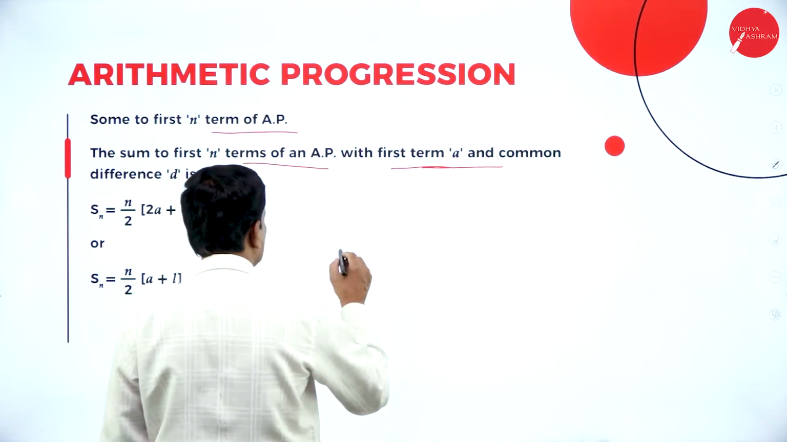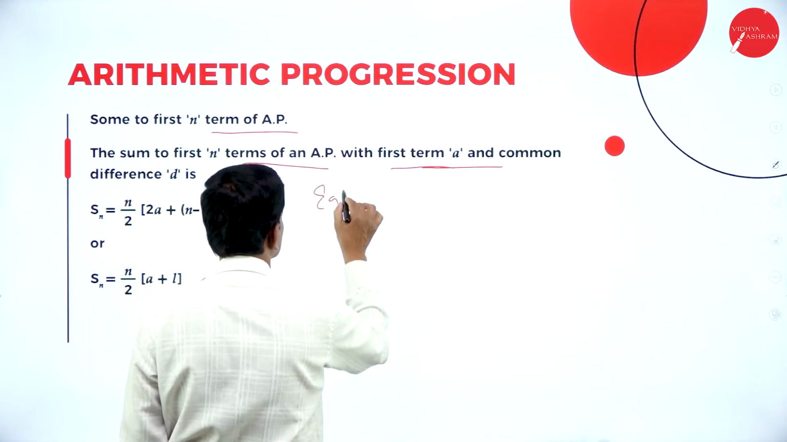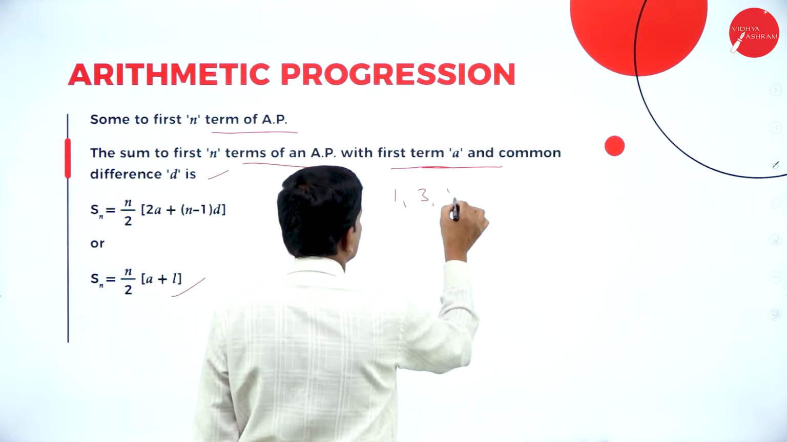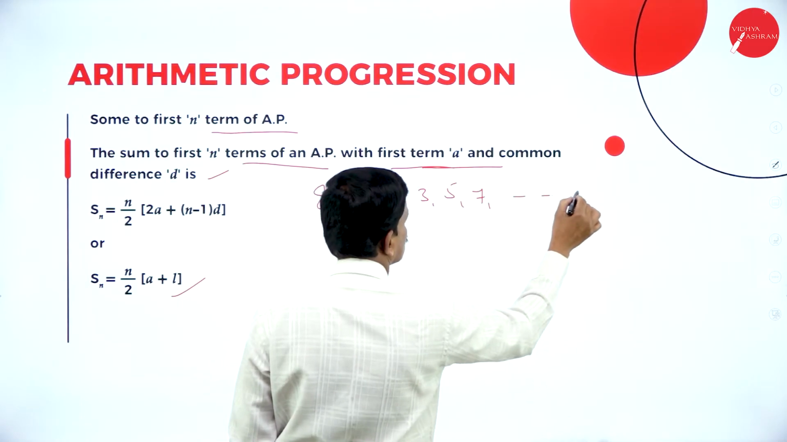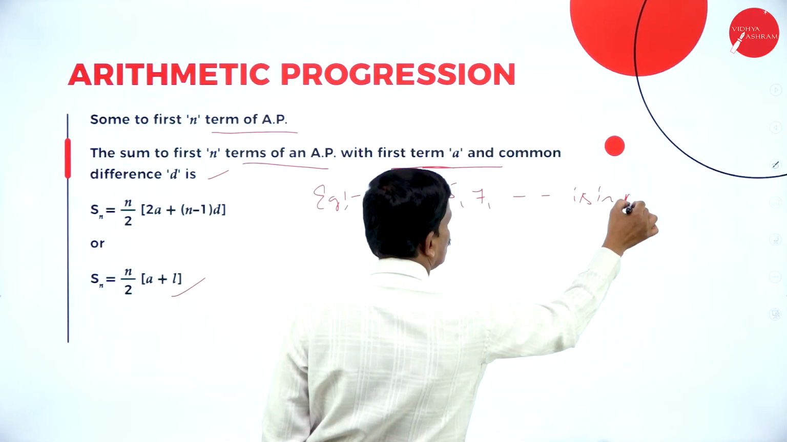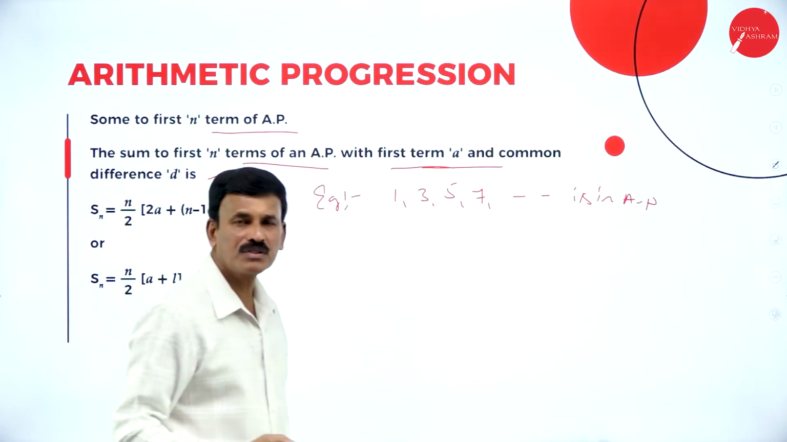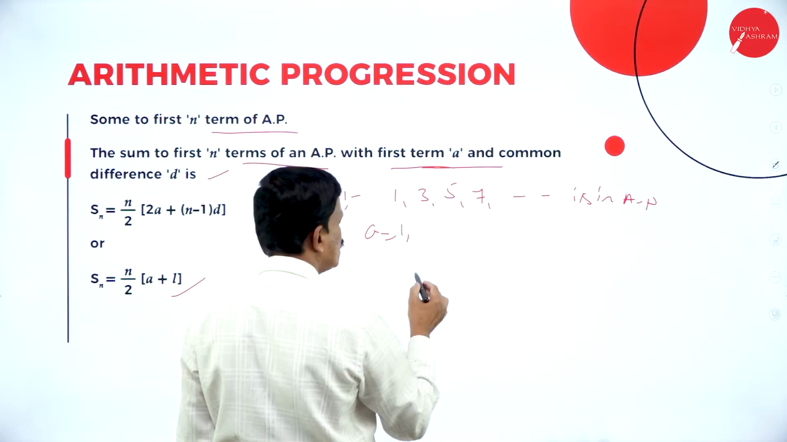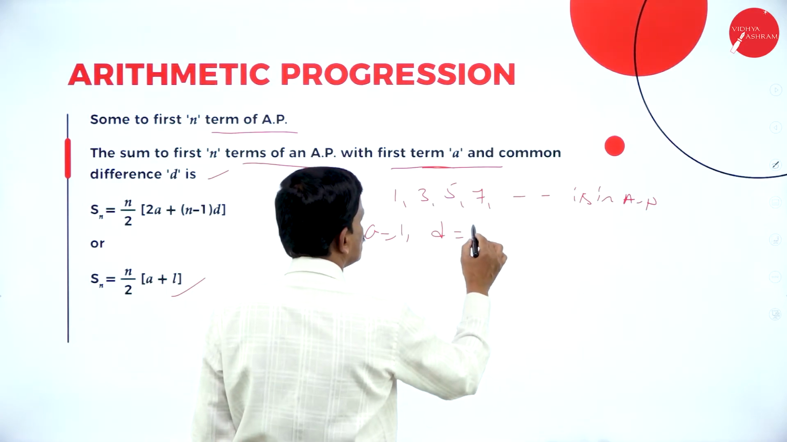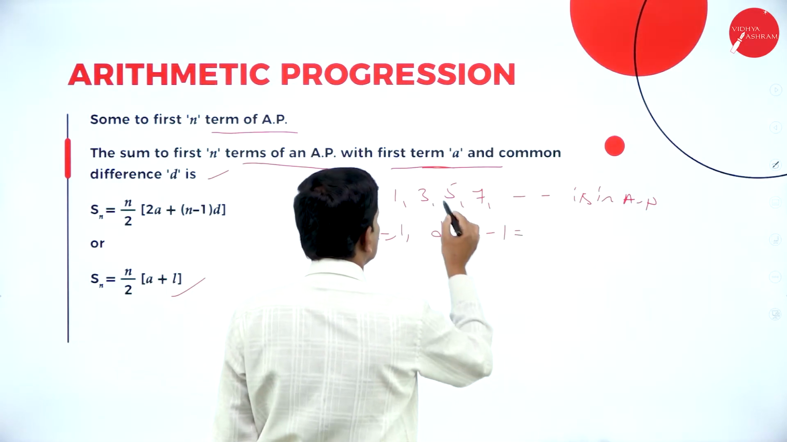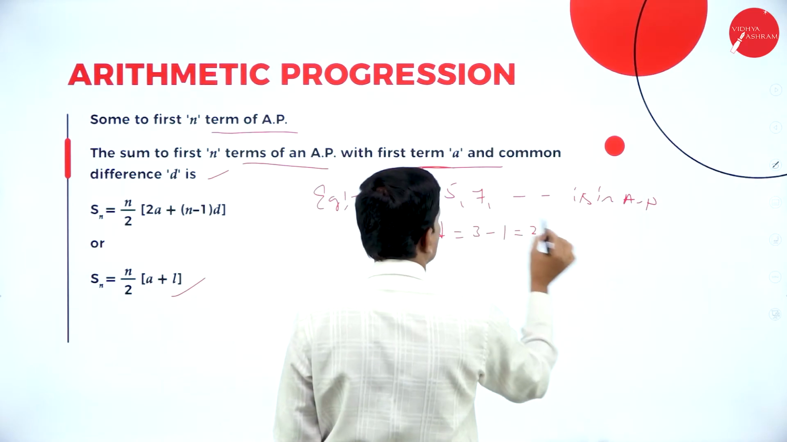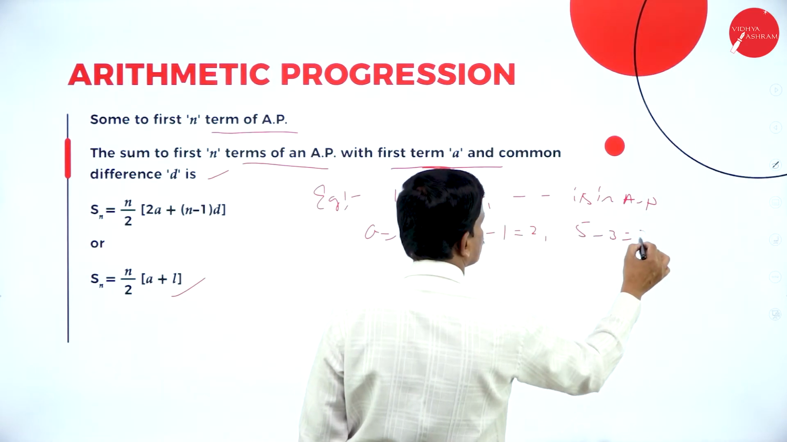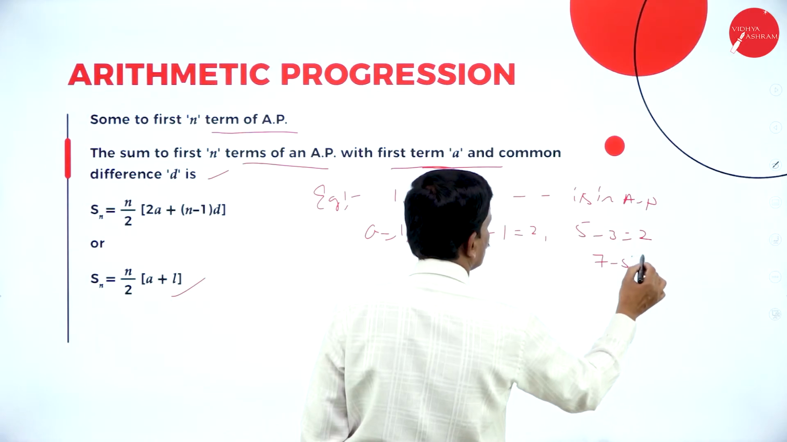Let me take an example. If 1, 3, 5, 7, etc. is in AP, now check whether it is in AP or not. What is the first term? A is the first term. A is equal to 1 and the common difference is second term minus first term. 3 minus 1 is 2. Similarly, if you check, 5 minus 3 is also equal to 2. 7 minus 5 is also equal.